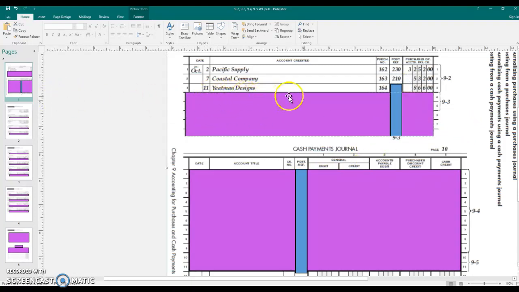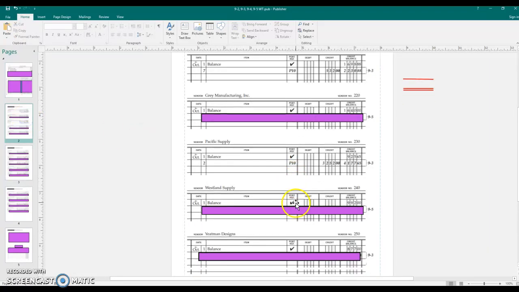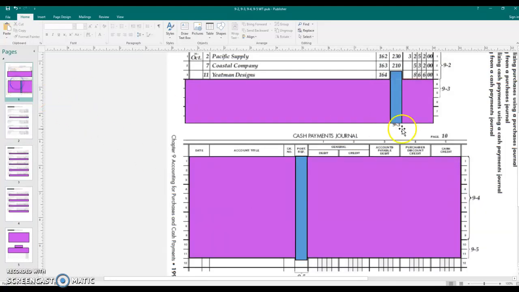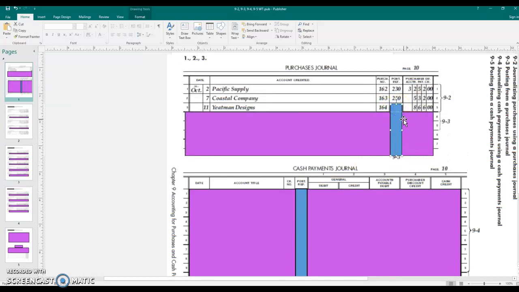On the 11th, Yetman Designs, purchase number 164, $866. The 11th, Yetman, 866. I might have said the wrong number. Okay, Yetman, 11th, P10, $866. You add it to the credit balance. Take your vendor number 250. Back over, and post it.